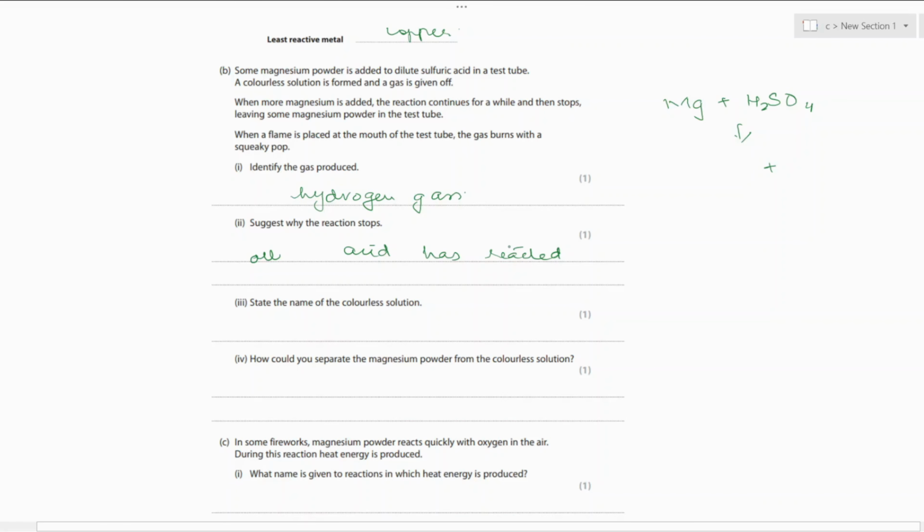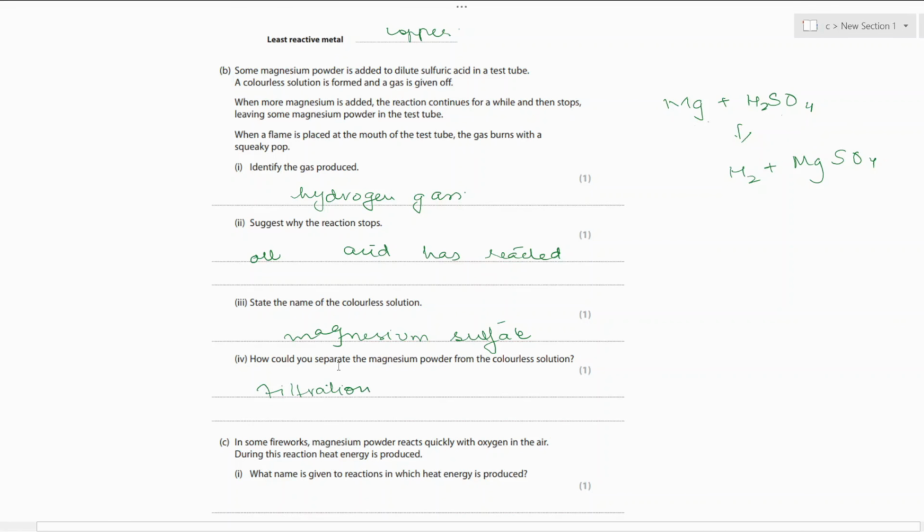Okay, what's the name of the colorless solution? Okay, tell me the products that are formed. Hydrogen and magnesium sulfate. So what would be the colorless solution? Magnesium sulfate. Okay, how could you separate the magnesium powder from the colorless solution? Quite easy. Filtration.